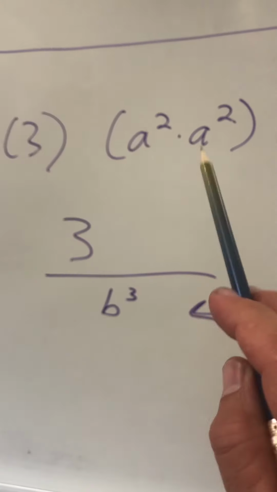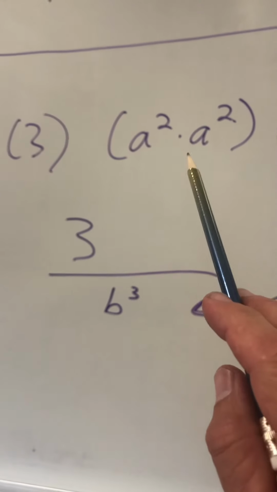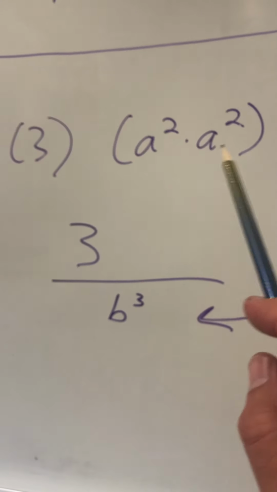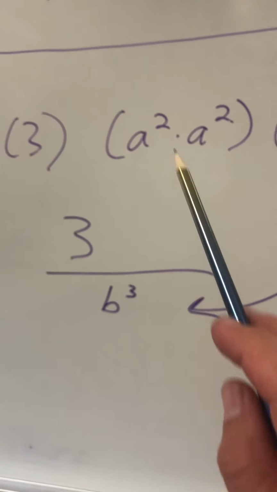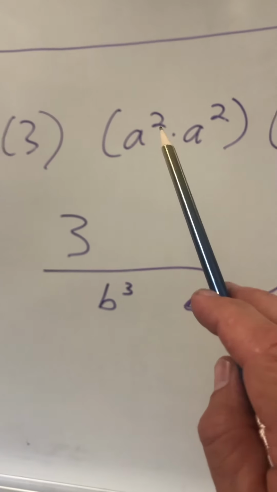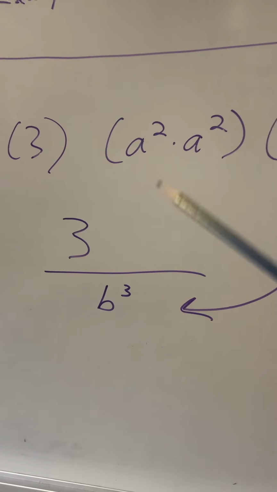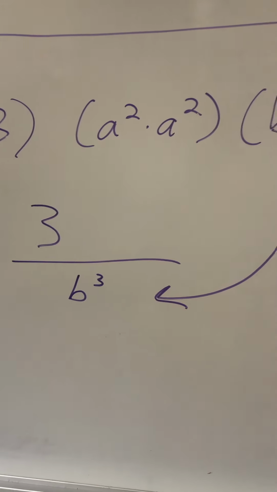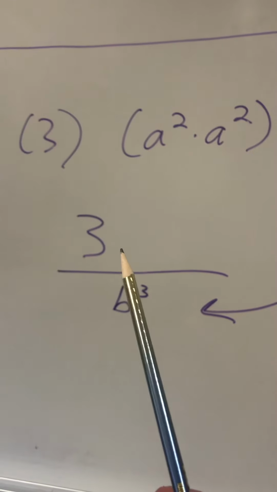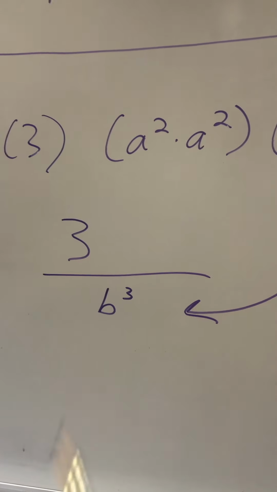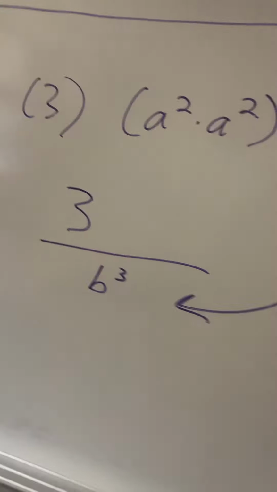And then the only thing you have to deal with here is that a squared times a squared. So you're going to have an a here, and your numerator, or I'm sorry, your exponent is going to be 2 plus 2. And that's going to go right with that 3. And that's going to be part of the numerator. And then you have the b cubed, which I gave you as the denominator.